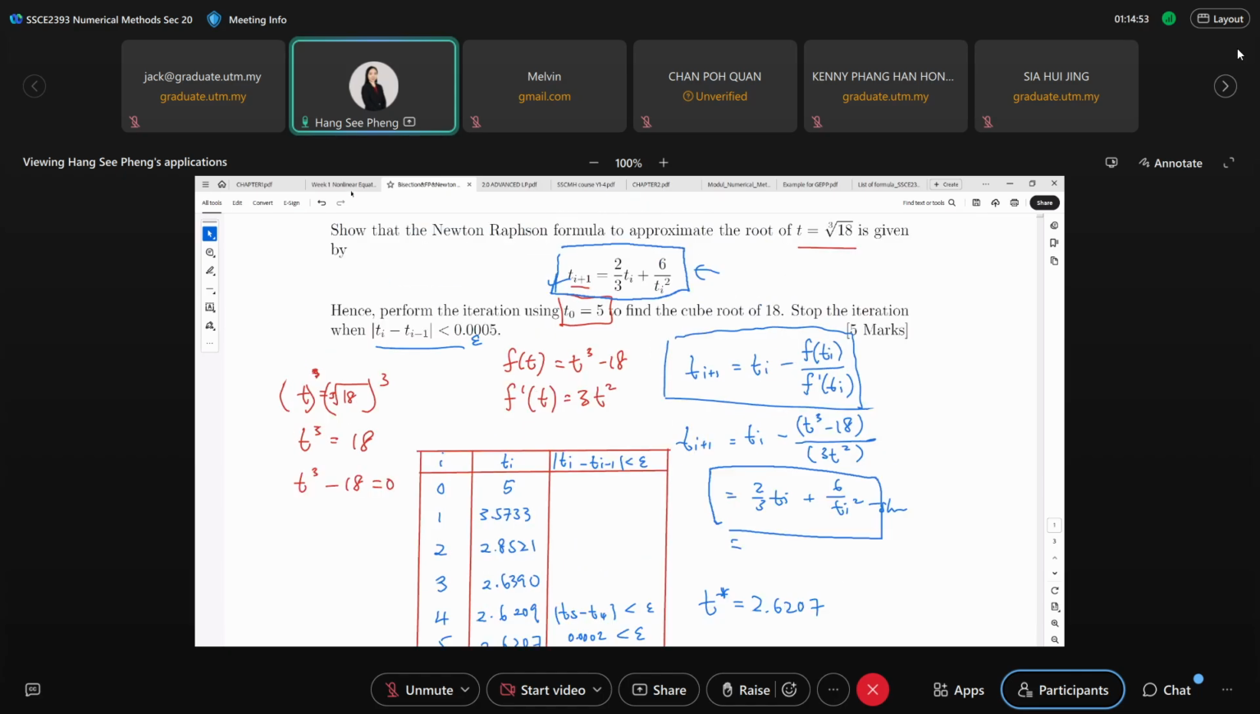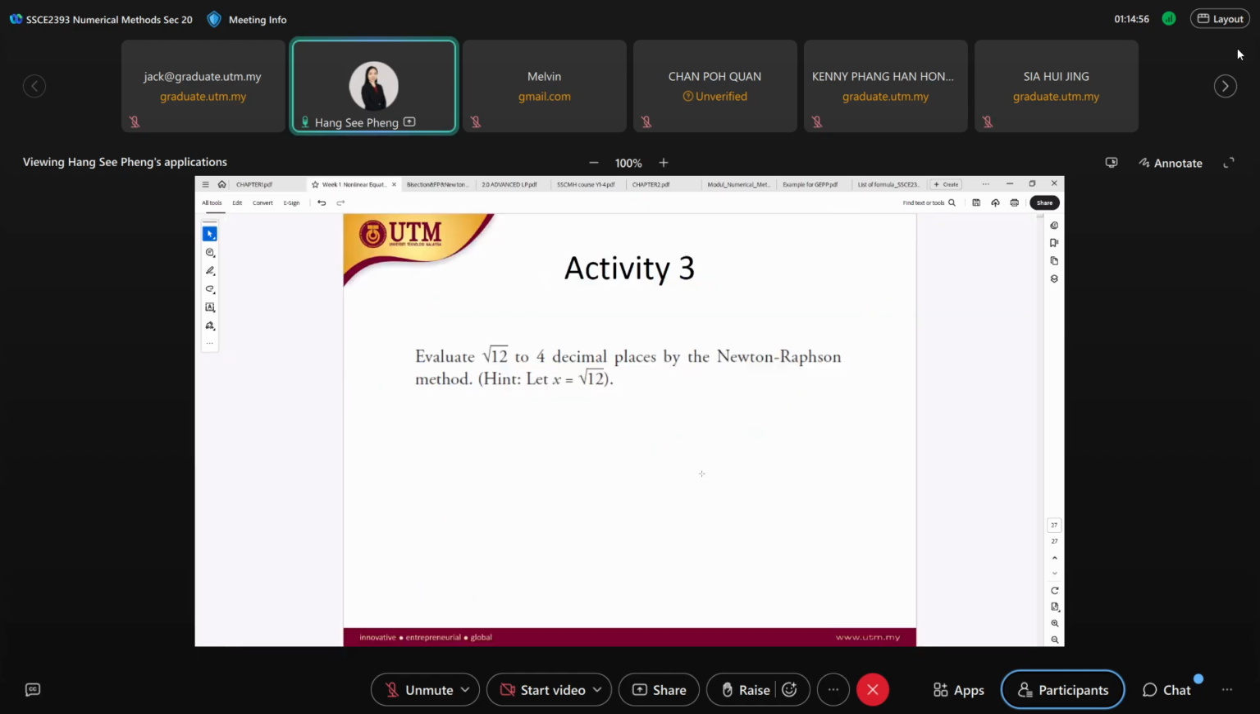And this question is very similar to the one that we have in the activity. So this will be another homework for you. Okay. Any question until here? For Newton-Raphson.